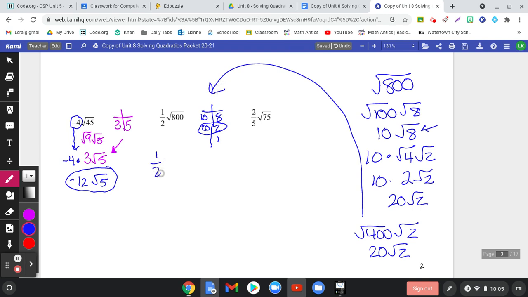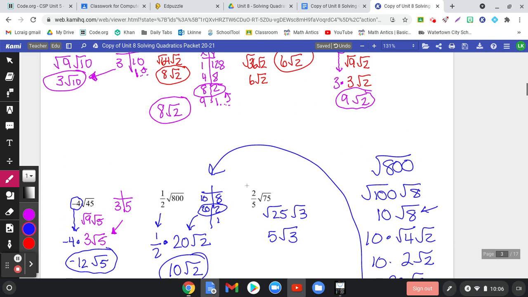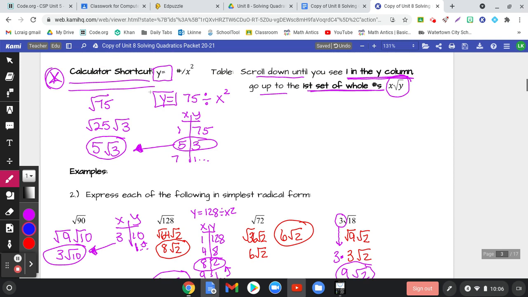So now we have 1/2, we don't want to forget that, times 20 radical 2. Okay, half of 20 is 10 radical 2. All right, last one, don't be afraid of that fraction. We already did 75, right? That was 25 times 3. 5 radical 3, which again, when we typed it into the calculator, we found that in the table.